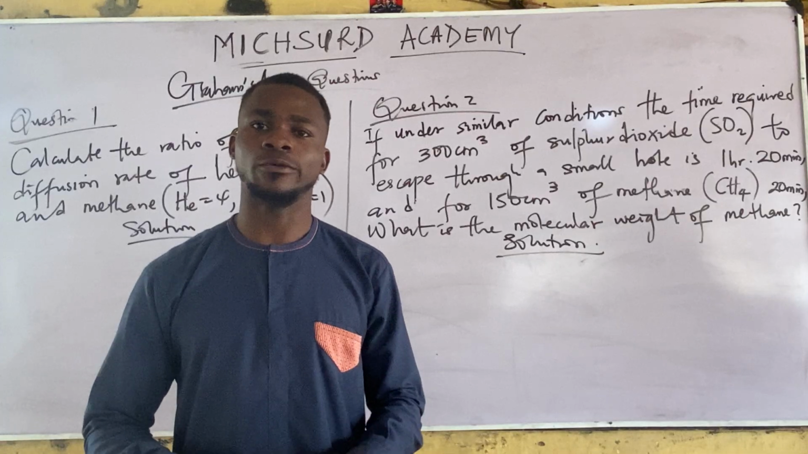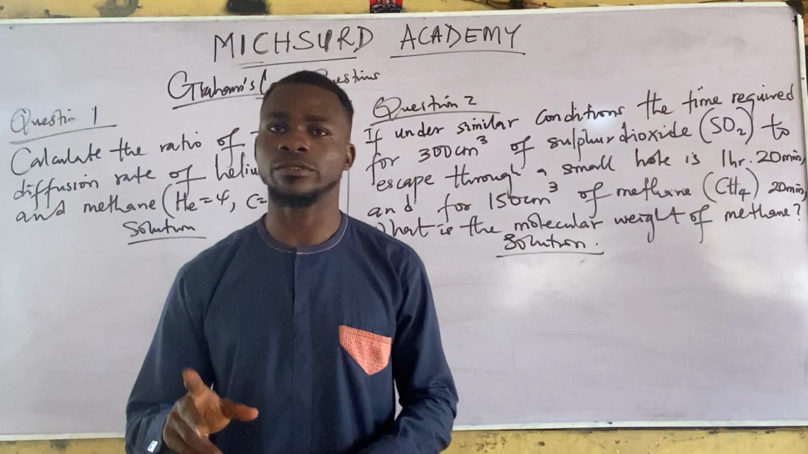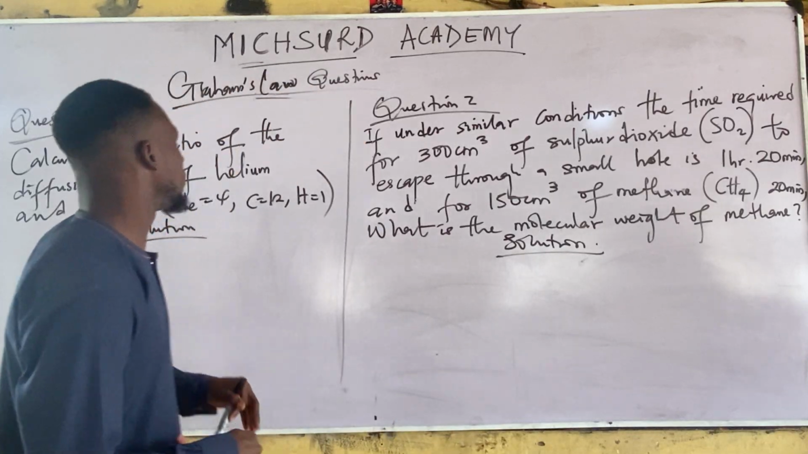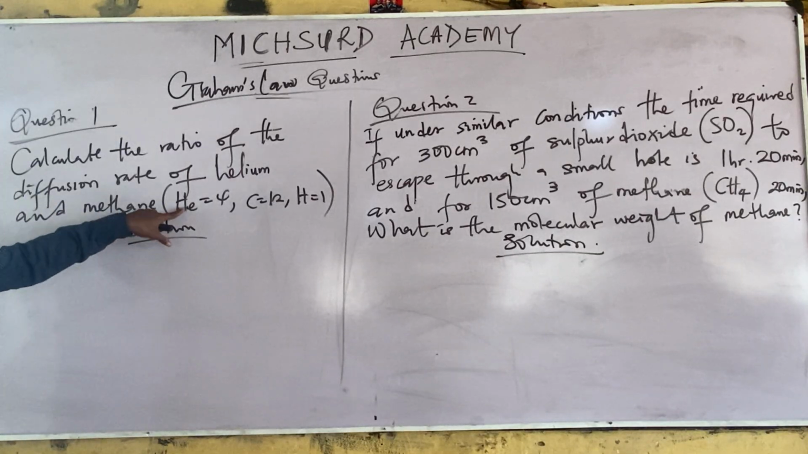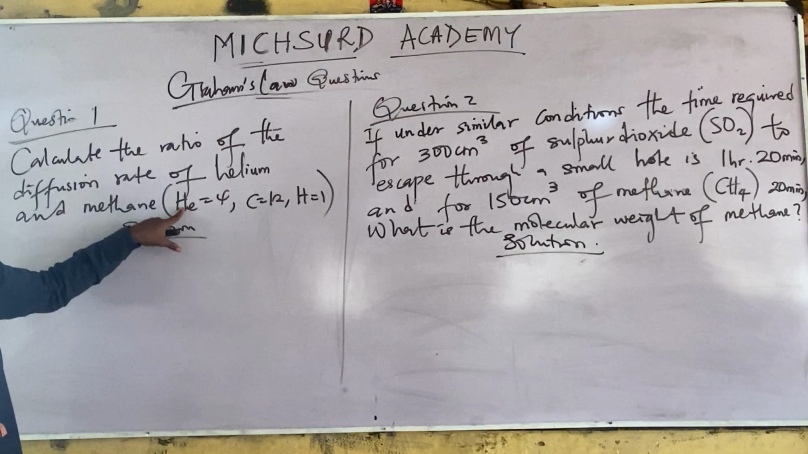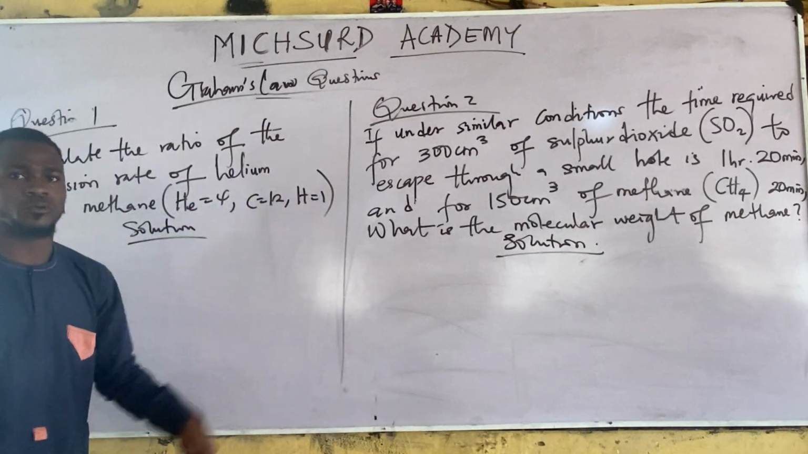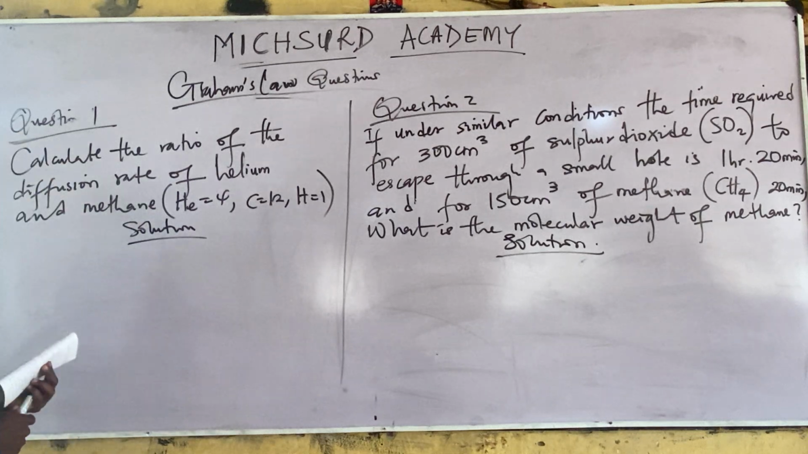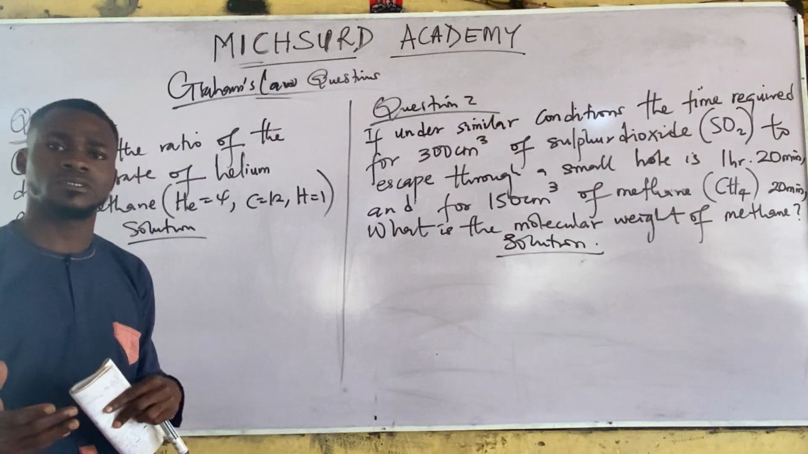So we are going to be looking today at the diffusion law questions. We have two questions on diffusion law, which is also Graham's law of diffusion. The first calculates the ratio of the diffusion rates of helium and methane. We are given the molecular mass of helium as 4, carbon is 12, and hydrogen is 1.